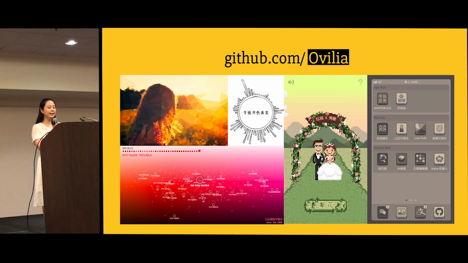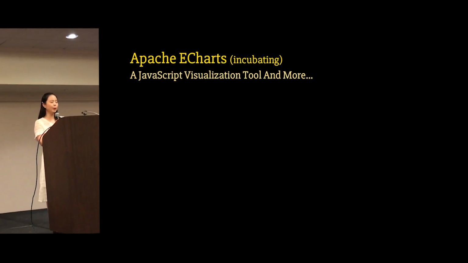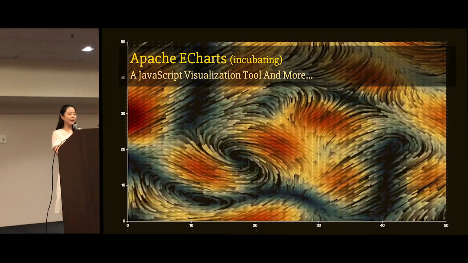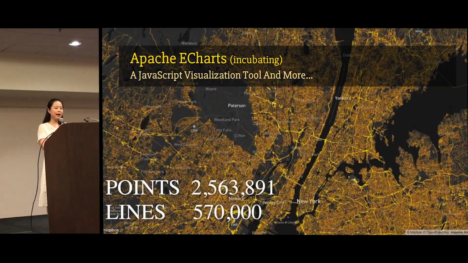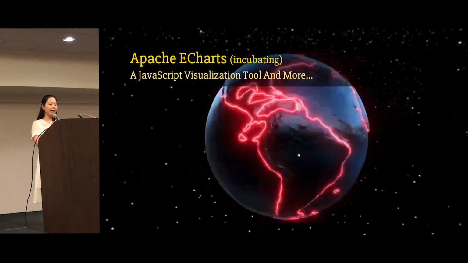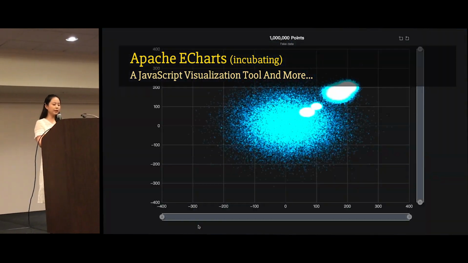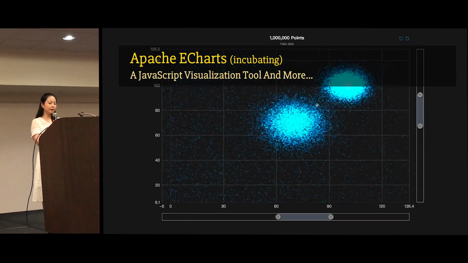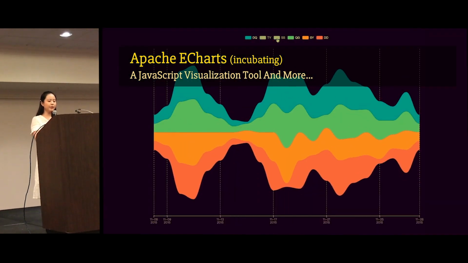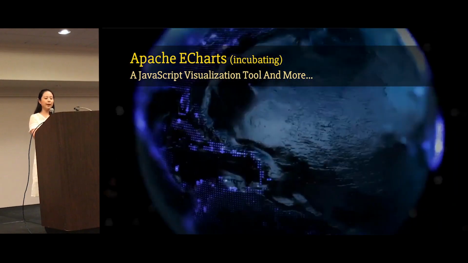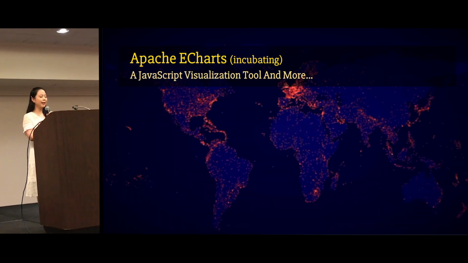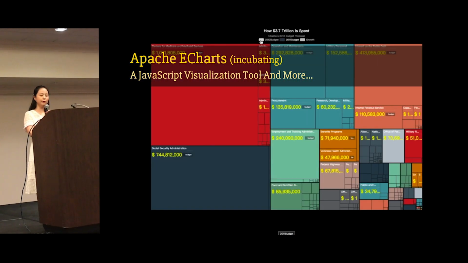Apache ECharts Incubating is a JavaScript visualization tool and more. You can create so many cool things with it, like 2D and 3D maps, interactive graph charts, fancy animation of the globe, radar charts, large-scale scatter charts, circular tree charts, sunburst, ThemeRiver, and so on. It renders charts in web browsers so that visitors can interact with them and find more interesting results.